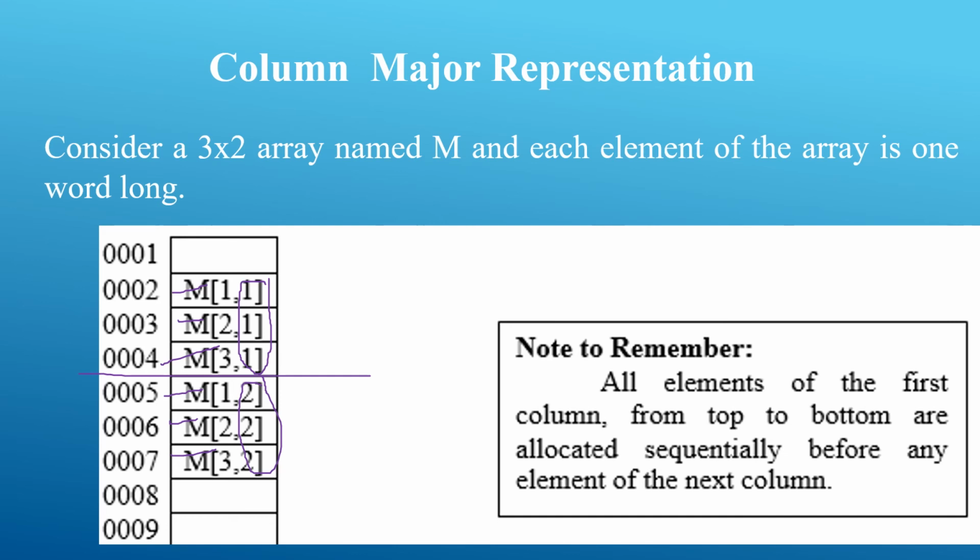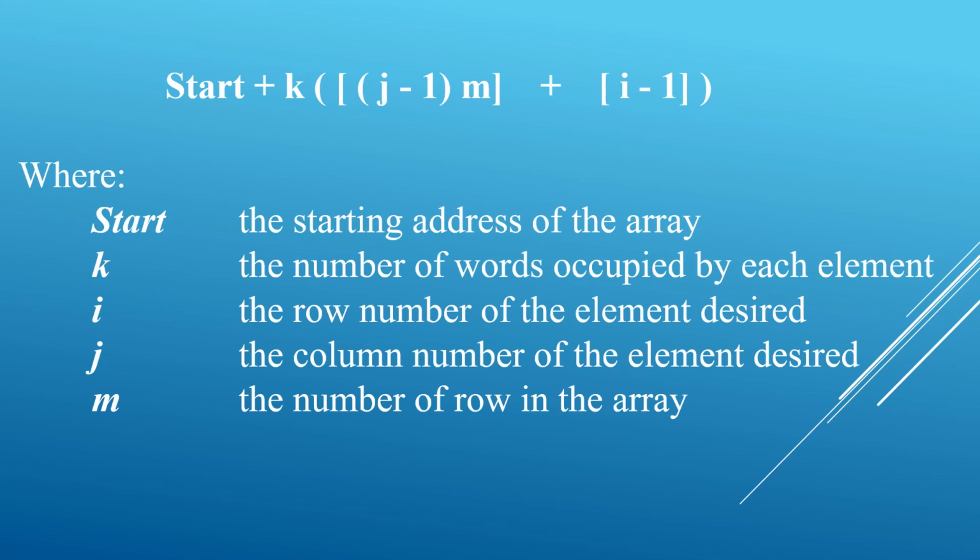Okay? So, even in the formula that I discussed earlier, the formula would not be the same. Okay? So, it is different. Instead of using i minus 1, we make use of j minus 1 multiplied by m. But start is the starting address of the first element, k is the size of each element, i is the row number of the element desired, j is the column number of the element desired, and m is the number of rows in the array. Okay, so that is in terms of the size of the array.